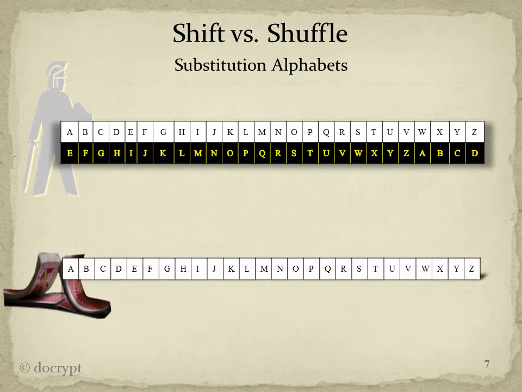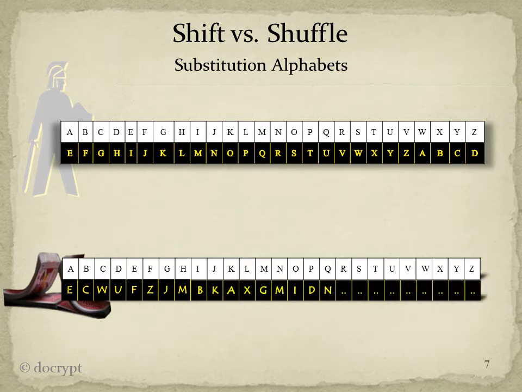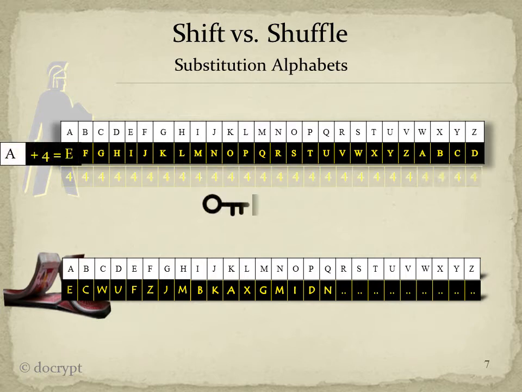Shuffle randomly rearranges a substitution alphabet like shuffling a deck of cards. Shift only has 25 possible encryption keys. If you count the zero shift, it has 26. Shuffle includes all of Shift's keys and a whole bunch more.